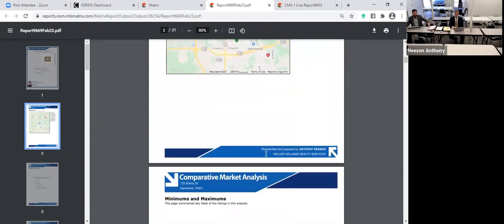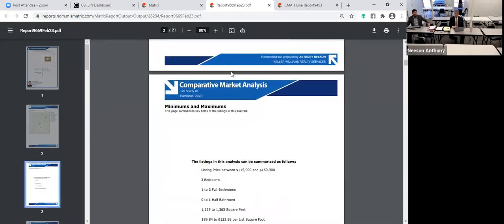Now we scroll down. Again, made by me. Here's the minimum and maximum.